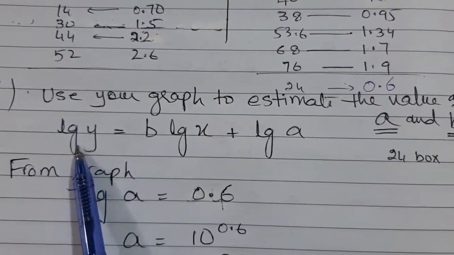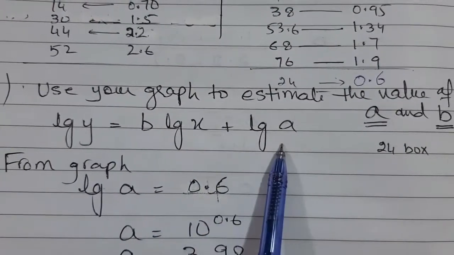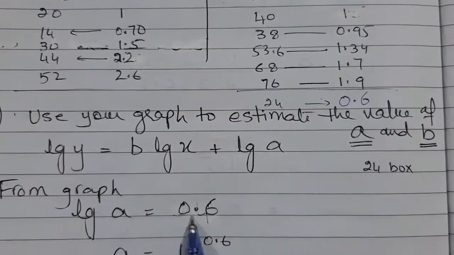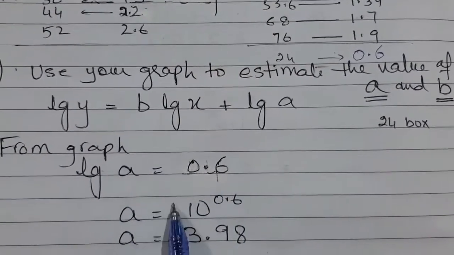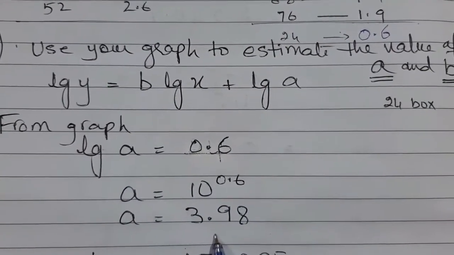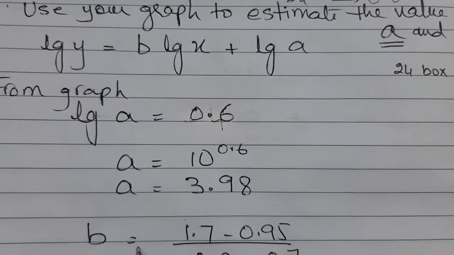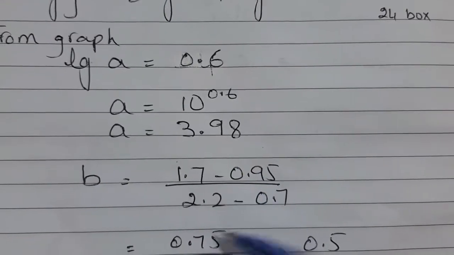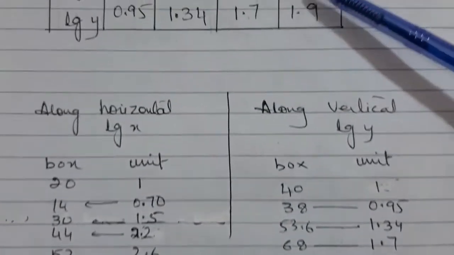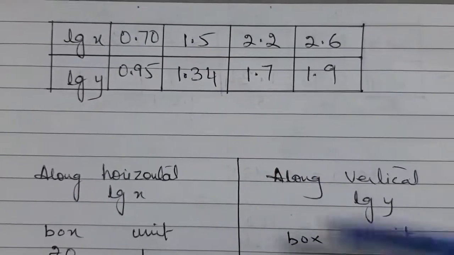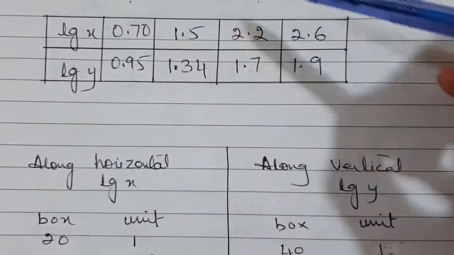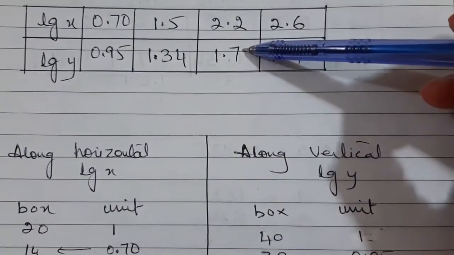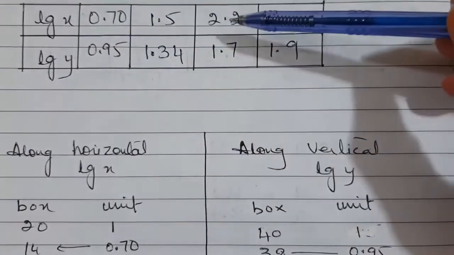And how did I get this? Because it is Y is equals to MX plus C, right? So now my LGA is equals to 0.6. So A is equals to 10 power 0.6. So I got my value of A. For the value of B, I am applying the formula. Now which values am I applying? The values of this graph which I have found after calculation. And which points have I picked up? I have picked up this point and this point: 0.95, minus 1.7 and 0.7, minus 2.2.